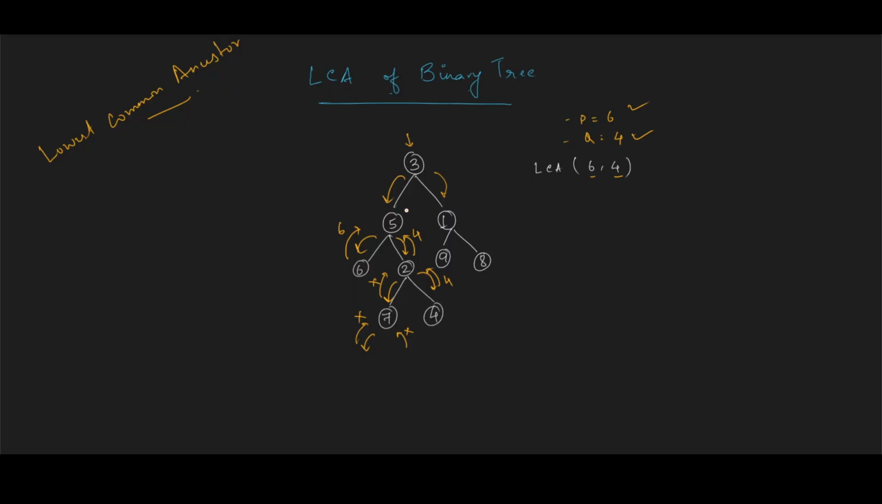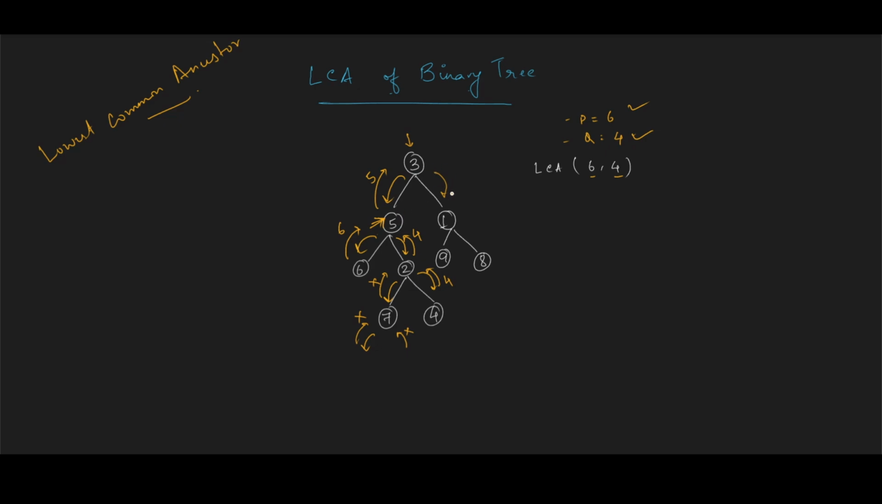Now we are at 5. So 5 got 6 from its left and 4 from its right. Both the left and the right child of 5 have returned non-null values. That means 5 is the lowest common ancestor. We have got our lowest common ancestor here, so we simply return the node which is 5.